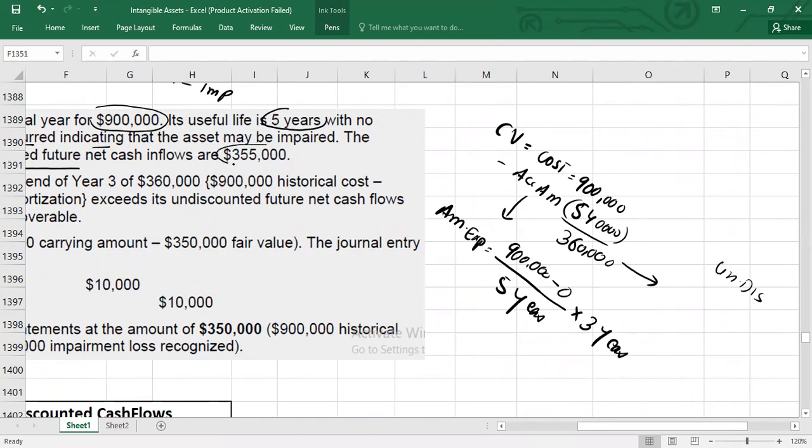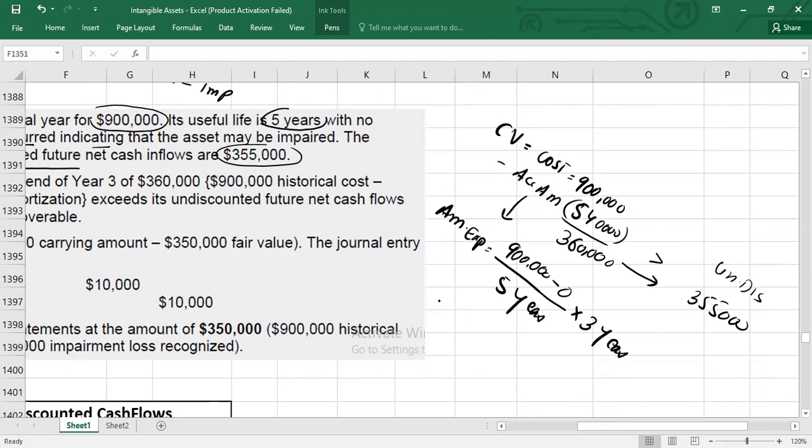It is 355,000. Okay, it's given there, you can just check. 355,000, and you can see your carrying value of the asset is greater than the undiscounted cash flows. It means your asset value is not recoverable, so simply there is impairment.